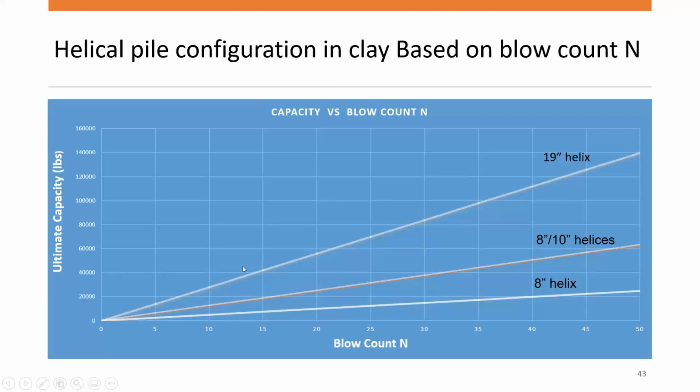If I use the 2 7/8, I go to blow count 20. You see, the single 8, 8-10-12 won't work. So I'm pretty sure 10-12-14 will work. But for this one here, the 10-inch will work. If you put all these combinations of helix configuration in, you will find the most effective helix configuration for that design working load and safety factor.